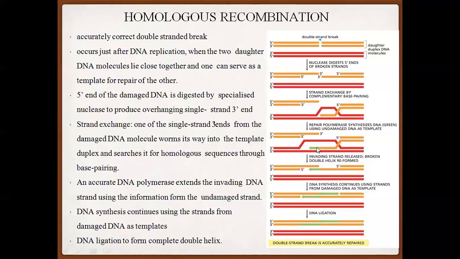So once DNA polymerase binds, they will make them release and start DNA synthesis, as DNA polymerase is also there. So once DNA polymerase is there, DNA synthesis can be started, followed by DNA ligation. Okay. So finally, this damaged portion, in the green color, is completely repaired. This is the overall process of homologous recombination.